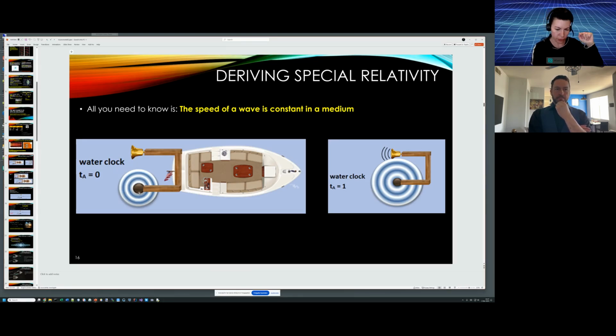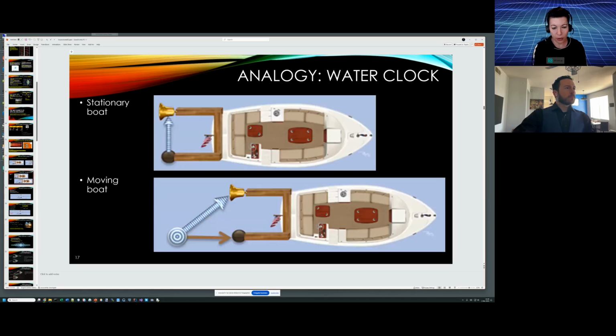So we throw the rock in the water here, and let's say this takes 4 seconds. We are outside of the universe, so we have our godly clocks, our absolute clocks, constant clocks. We watch it from outside of the universe. We say, well, this one tick is 4 seconds, for instance. So it takes 4 seconds for this wave to reach the bell. Okay, very simple. And now what happens when the boat is moving?